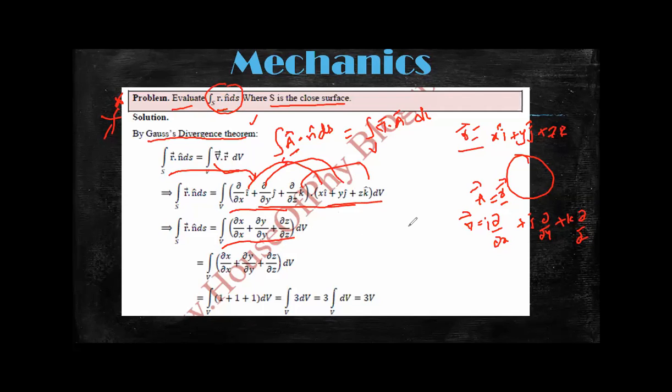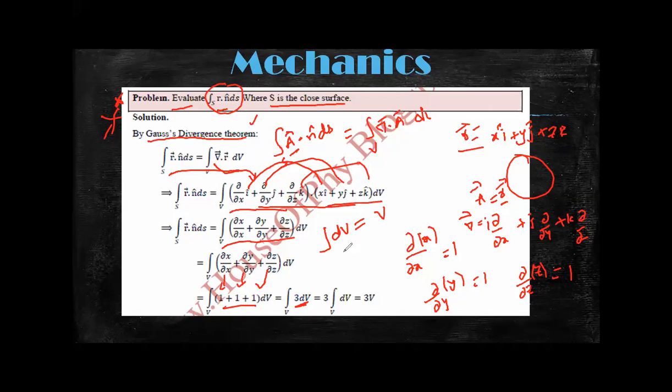What is the value of this? Dou x by dou x is 1, dou y by dou y is 1, and dou z by dou z is 1, because it's a function of x, of y, and of z respectively. So I now get 3 dv. The integral of dv is a volume integral; just as the integral of dx gives x, the integral of dv gives volume V. So the answer is 3 times V. This is also a 4 marks question.